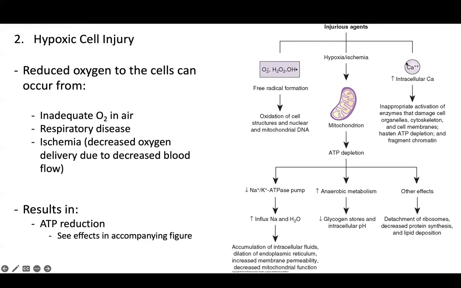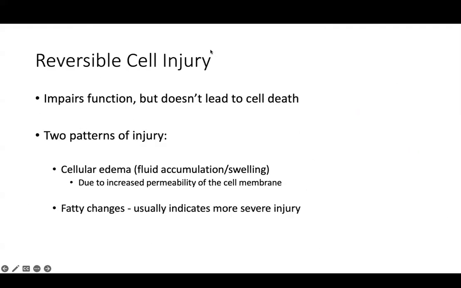The third part about intracellular calcium we're not going to talk about. Just know these first two: free radical formation and hypoxia and ischemia. So depending on the amount of injury that occurs in a cell, it could reverse the injury. It might impair the function of the cell temporarily, but if the cell can repair itself, it does. So while the function will be impaired, it's not going to lead to cellular death. Once the agent is removed, the cell goes back to normal.